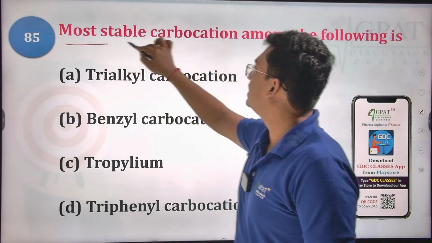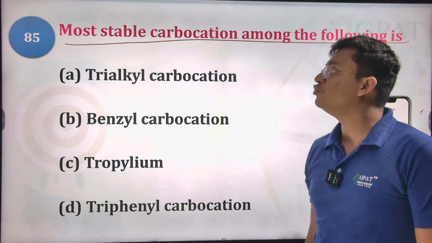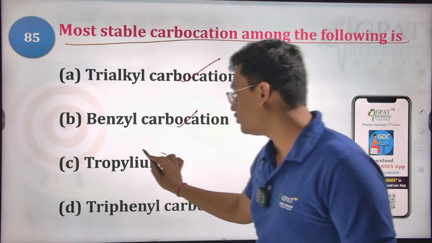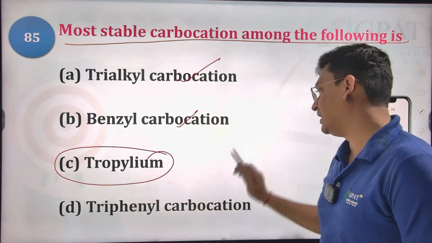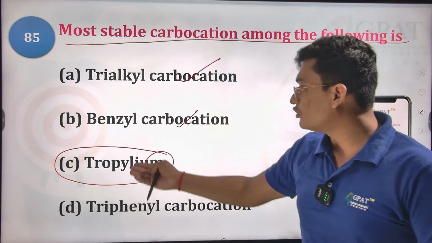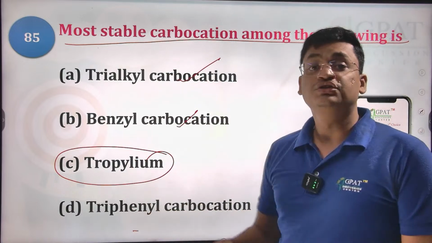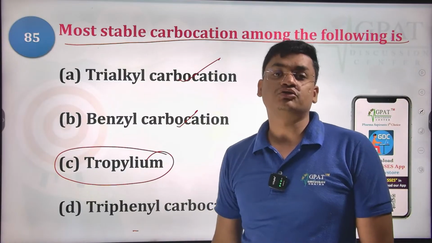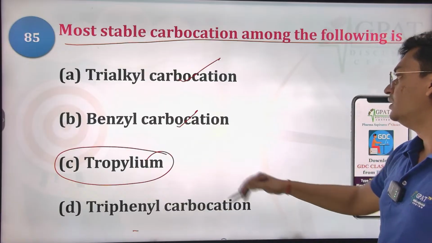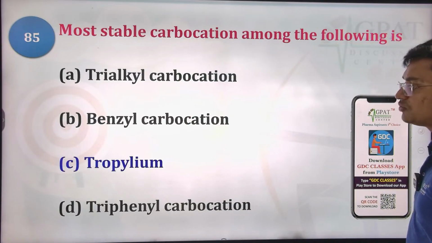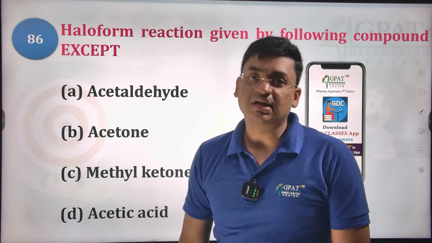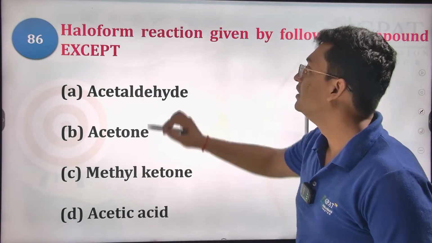Most stable carbocation among the following: trialkyl carbocation, benzyl carbocation, tropylium carbocation, or triphenyl carbocation. The tropylium is the most stable among all the given structures. After tropylium, it could be triphenyl methyl cation. So after tropylium it could be triphenyl, but first will be the tropylium one. That is a 7-member ring with 3 pi bonds and a cation on the 7th carbon.